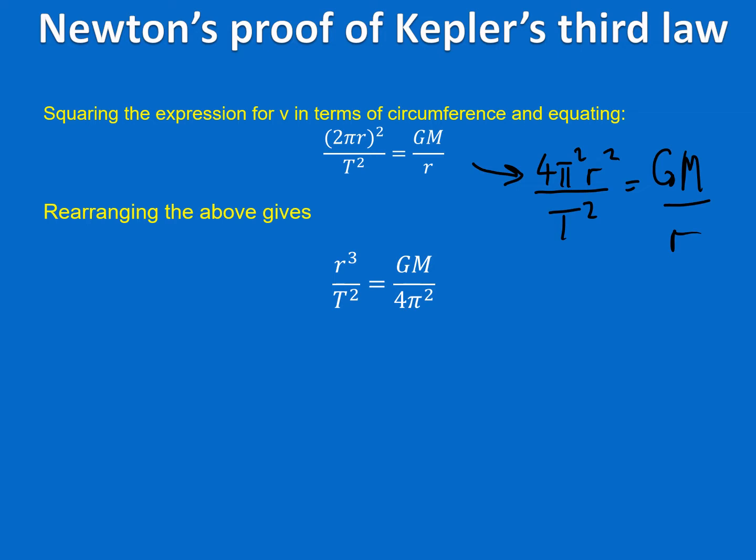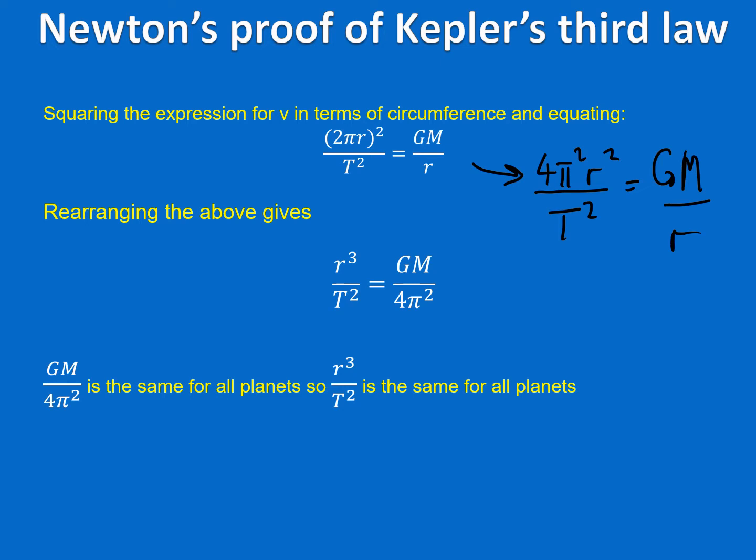So Kepler's third law was that r cubed is proportional to T squared. So it follows that r cubed over T squared is a constant for all planets, and that's equal to GM over 4 pi squared. So that's all Newton did to prove Kepler's third law.